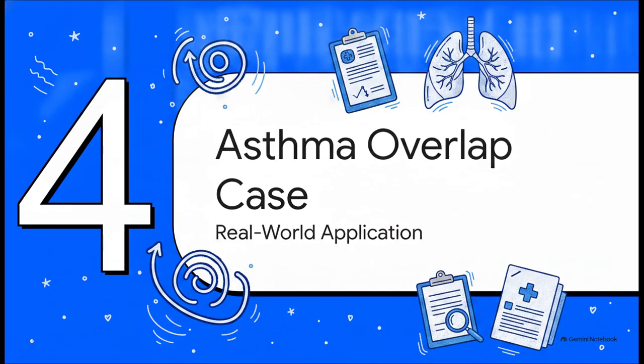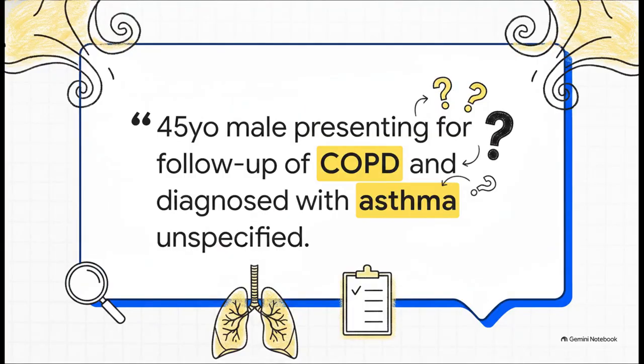Let's open our first case file, asthma overlap. Picture this in a chart. You're reading the encounter and it says, 45-year-old male presenting for follow-up of COPD and diagnosed with asthma unspecified. Now look closely at those 2 diagnoses side by side. How did you code this specific combination? Take a second, run it through your head before I reveal the logic.